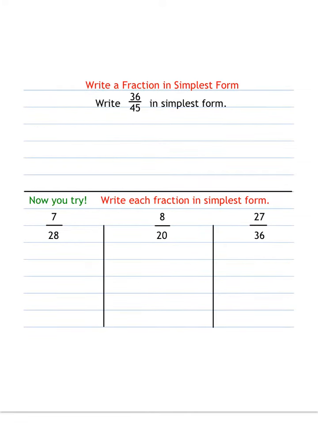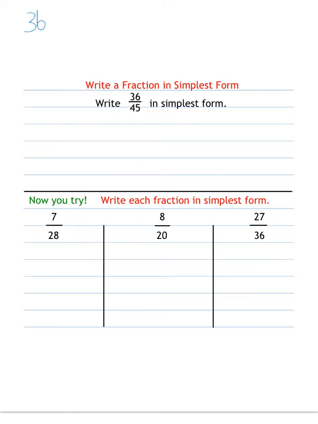All right, now this one, here we go, 36/45. We're trying to write this in simplest form. I am going to divide by the greatest common factor, because if I look at 36 and 45, I might not necessarily know numbers that go into both right away. So let's find that out.